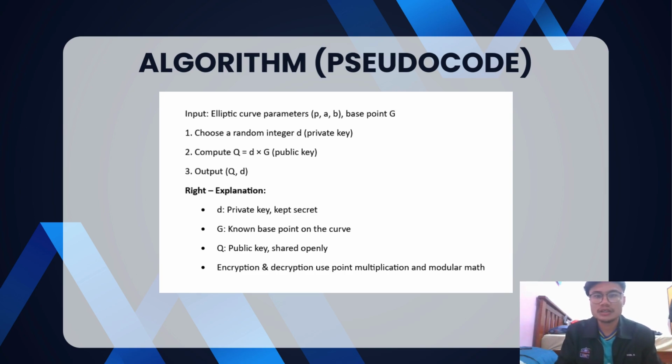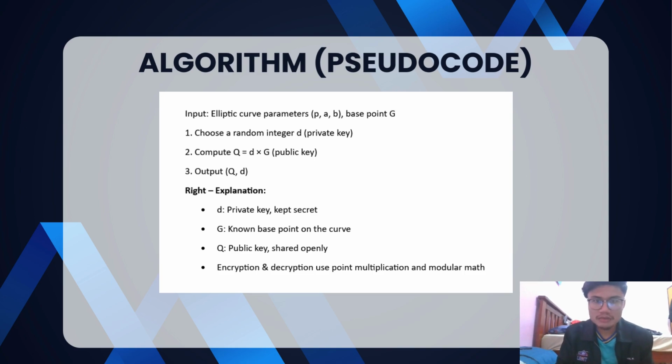Alright, now moving on to section 6, we will talk about the pseudocode of how ECC generates a public and private key pair. This simplified algorithm represents the basic steps behind ECC key generation. It is important because this process is the foundation for encryption, digital signatures, and other ECC applications. Let's go through it step by step.